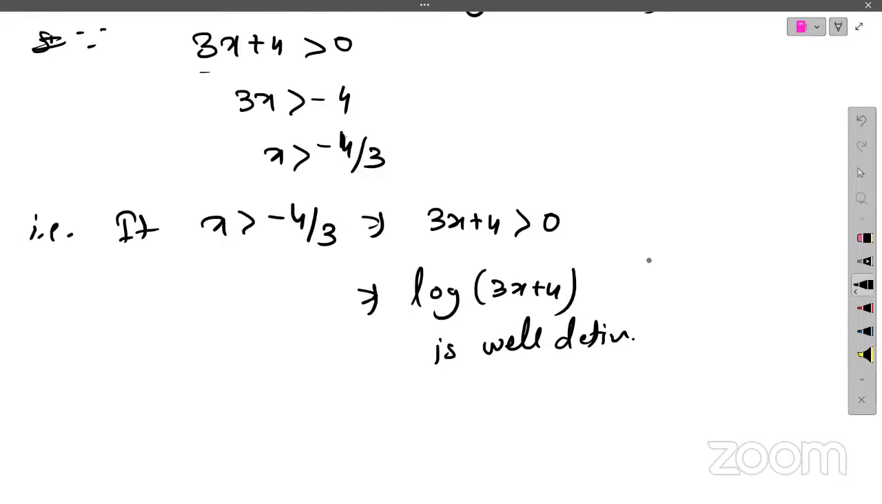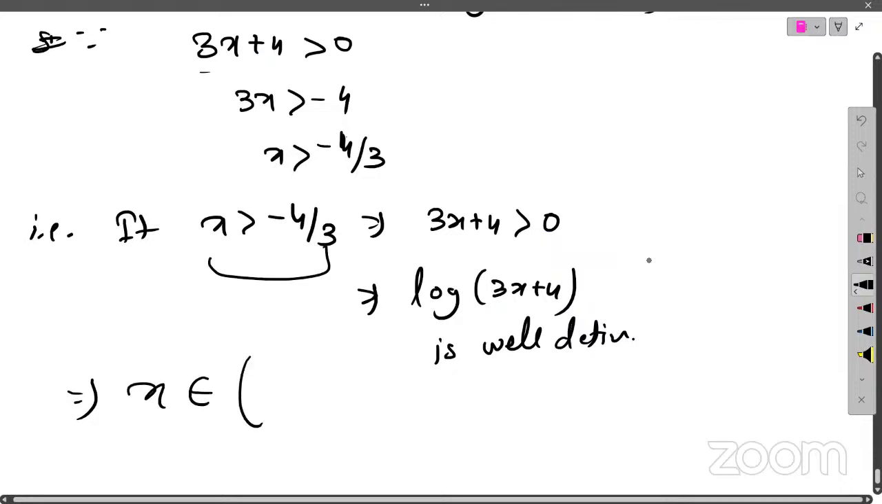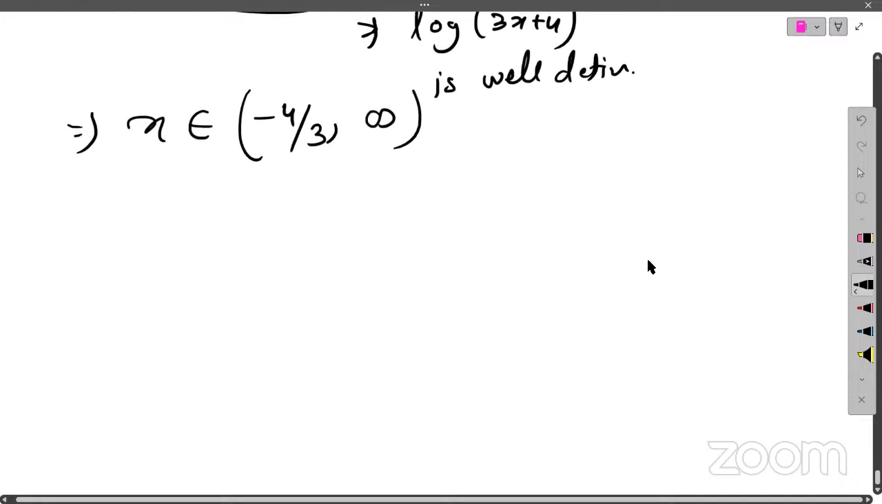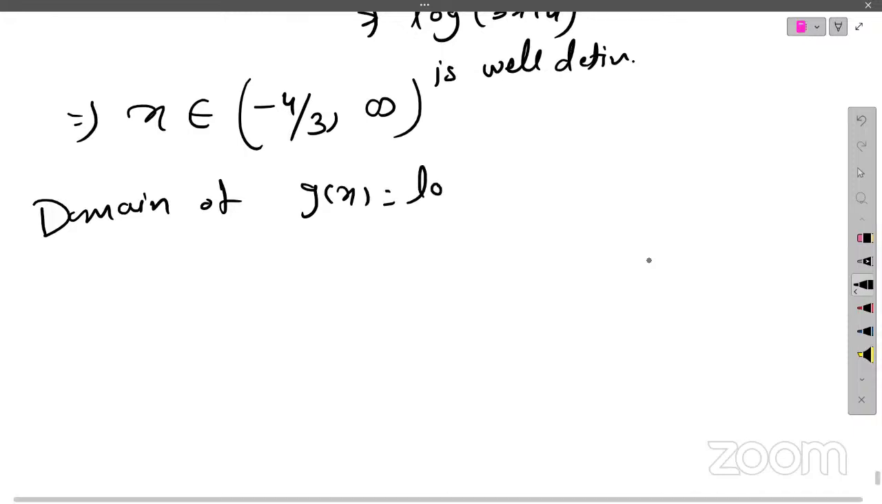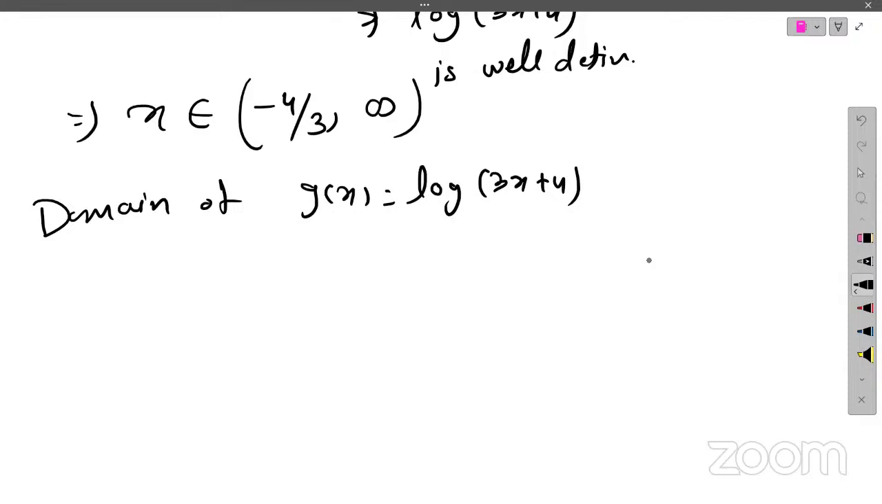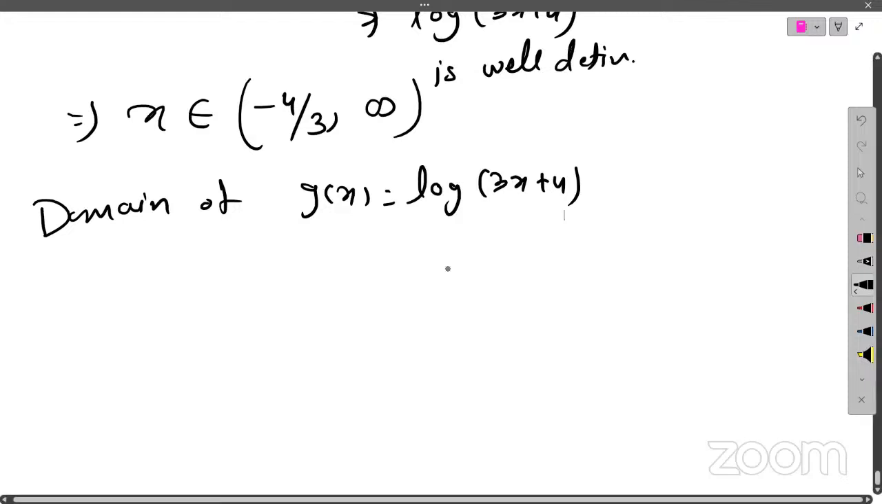So log of 3x plus 4 is well defined for all those x for which 3x plus 4 is strictly greater than 0, meaning x is strictly greater than minus 4 by 3. So x belongs to minus 4 by 3 to infinity. This will be the domain of the function g of x, which is equal to log of 3x plus 4. Is that fine? Any doubt in the domain of log of 3x plus 4? I think you guys answered minus 3 by 4, but 4 by 3 is correct.